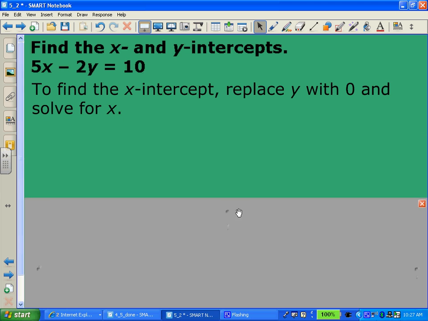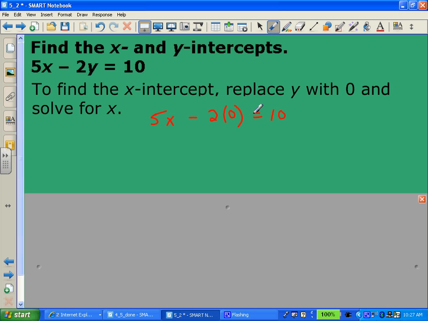Here's how we do that. To find the x-intercept, we replace the y with 0 and solve for x. And here's what that looks like. 5x minus 2 times 0 equals 10. Well, 2 times 0 is 0. So really I just have 5x equals 10. So then I'm going to divide by 5, and x equals 2. So my x-intercept is 2.